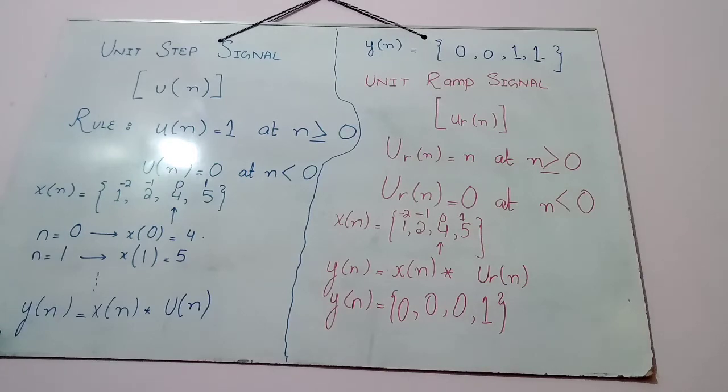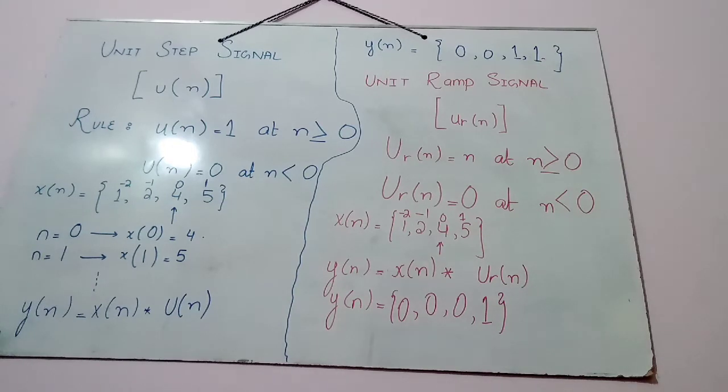So it means that when n is equal to 0, substituting the value of n in the x[n] expression, we will have x[0], and at x[0] the answer is 4, and when n is equal to 1, at x[1] the answer is 5. Now we are going to make a third signal, which is the y[n] signal, and we are going to achieve it by multiplying the x[n] signal with the unit step signal.